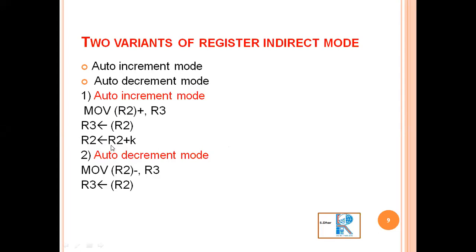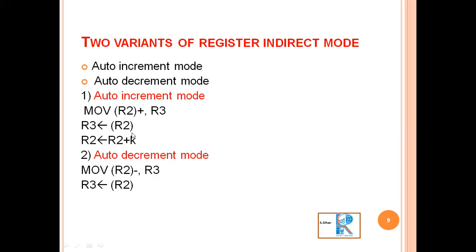Then R2 = R2 + K. That means after that, the address of the location will be increased. What is the meaning of that? Suppose, as in the previous case, data is stored at 1000. After moving the data at 1000, suppose the data stored is 27. Here 27 will be moved from that particular memory location to R3.